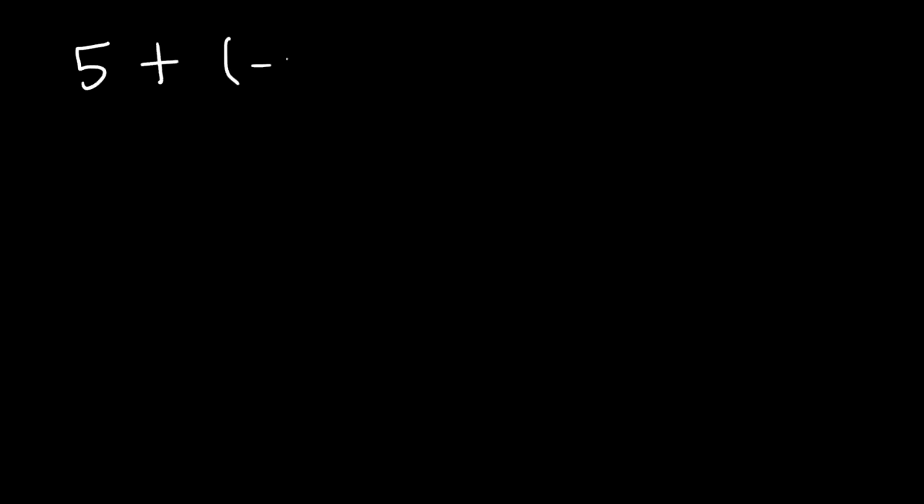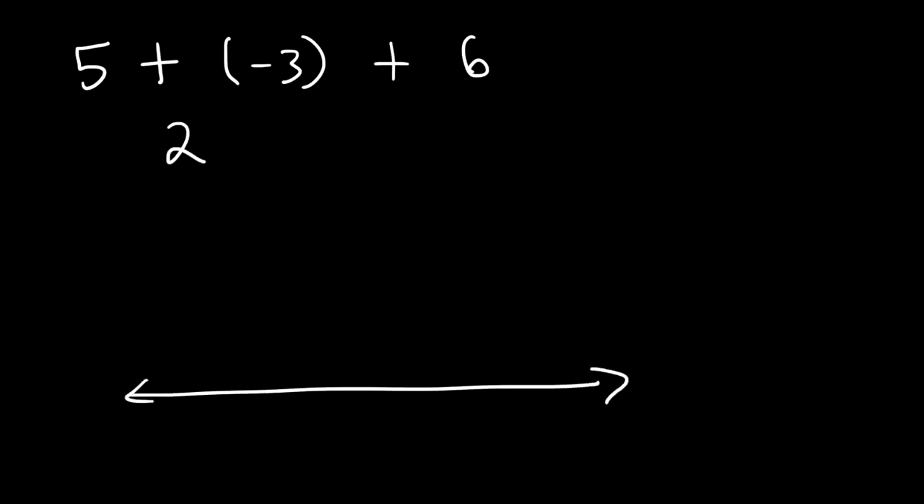Sometimes you may need to add 3 numbers as opposed to 2 numbers. So what is 5 plus negative 3 plus 6? 5 plus negative 3 is equal to positive 2. If you have a number line and you start with 5, you need to travel 3 units to the left. So going this way, that's going to take you to positive 2.